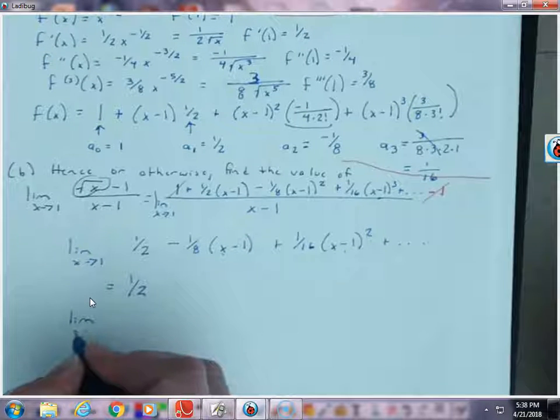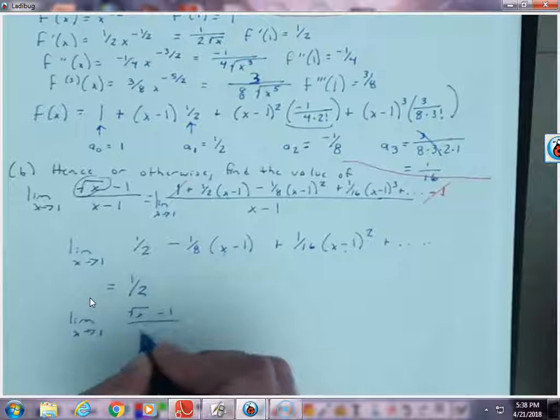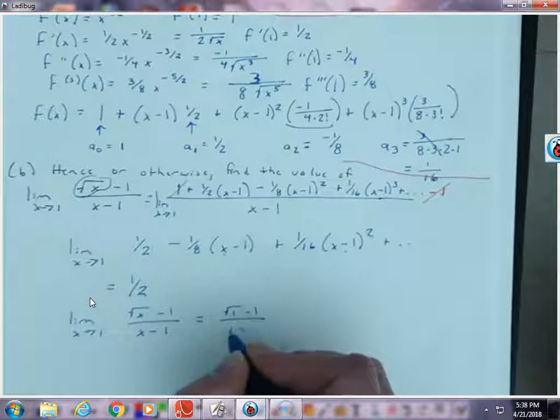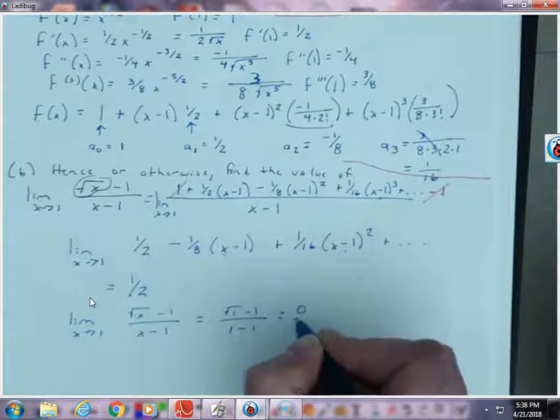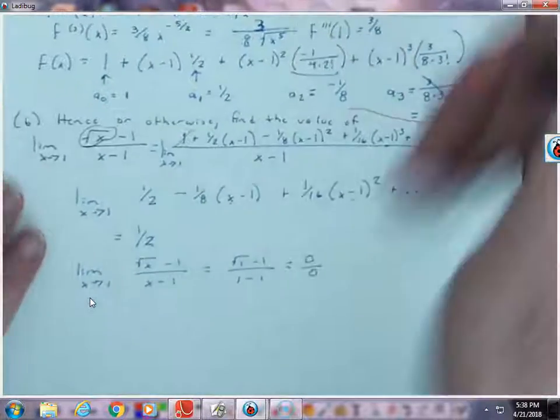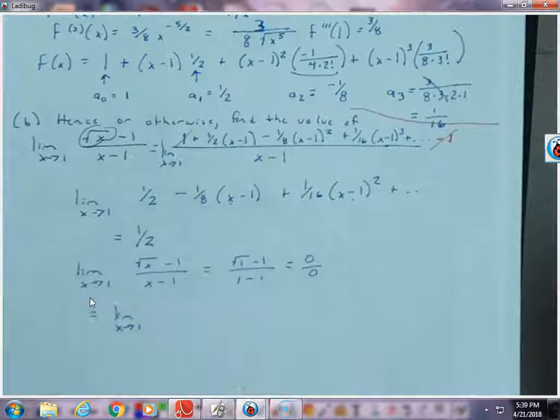Okay, so it never hurts to have a quick little review of L'Hopital's. If you substitute it in here, you would have the square root of 1 minus 1 over 1 minus 1. Good old 0 over 0. Okay, and so then you know that would also be equal to the limit as x approaches 1 if you took the derivative of the numerator and denominator separately.